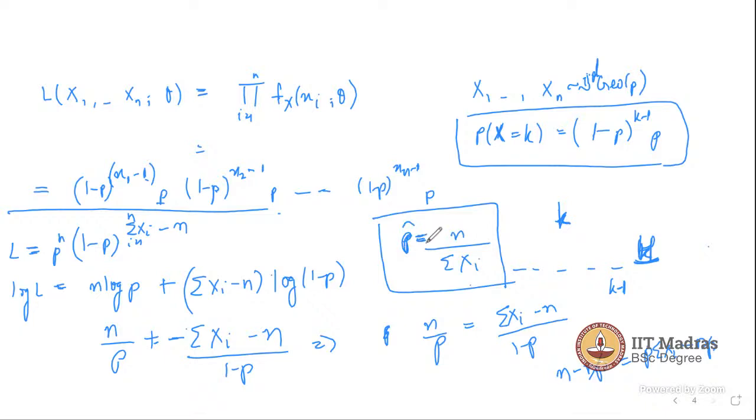So this is the general approach that you always use to find the maximum likelihood estimator. First you define your likelihood function, then you take the log likelihood, then you differentiate the log likelihood function with respect to the parameter, and then equate it to 0 to find the estimator.